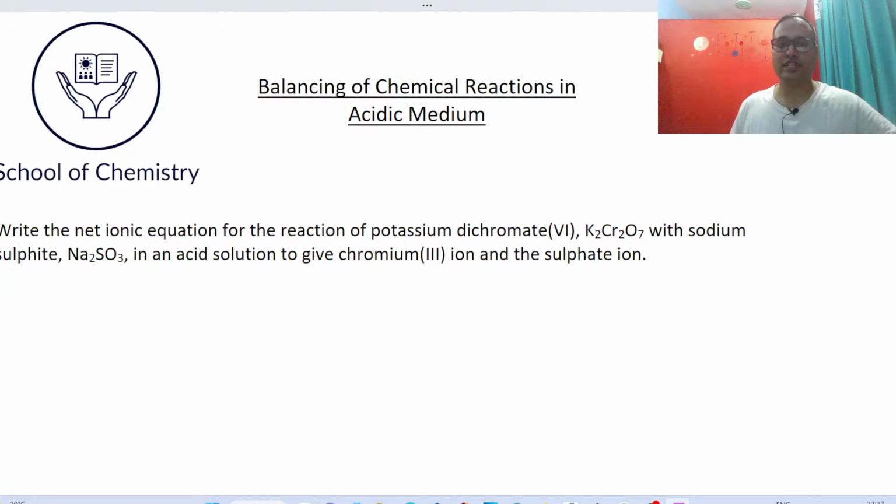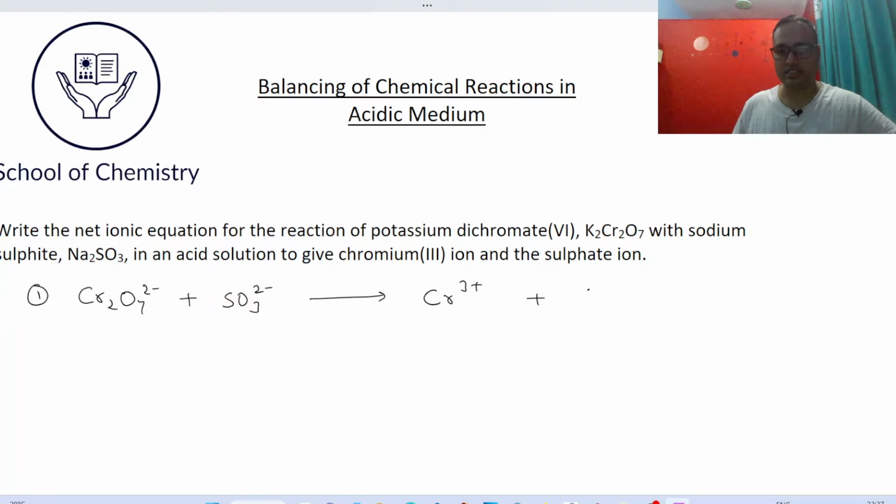So, in order to write down a balanced chemical equation, the first step which we need to follow is to write down the skeletal equation. The skeletal equation for this reaction would be Cr2O7 2 negative plus SO3 2 negative gives you chromium 3 plus, Cr3 plus, and sulfate ion, that is SO4 2 negative. Fine, this is the skeletal equation.